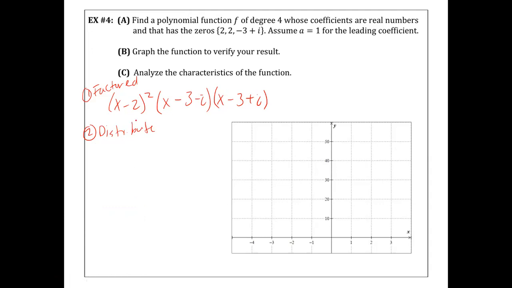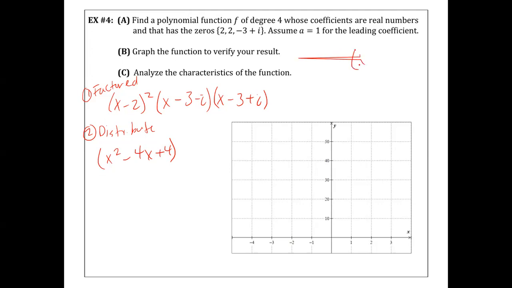So x minus 2 squared, that's a pretty easy distribution. That's going to become x squared minus 4x plus 4. That one's done. When you have a square of something, you're doubling it and squaring it. Negative 2 doubled is negative 4. Negative 2 squared is 4. That's done.